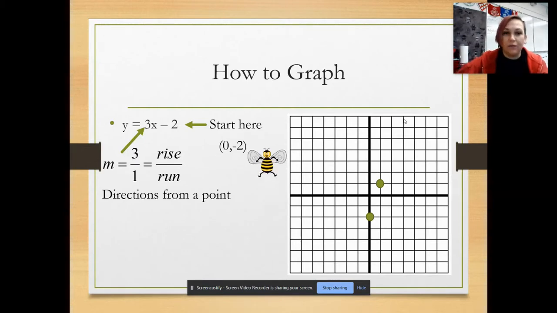Now, every slope can be written in two ways. You can take the original 3 over 1, change the signs of both of the numbers, and rewrite it. So positive 3 over positive 1 is the same as negative 3 over negative 1. A double negative would cancel out to become a positive.